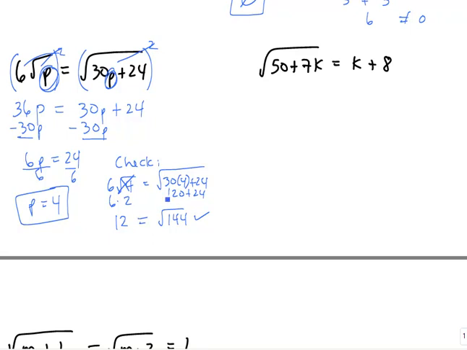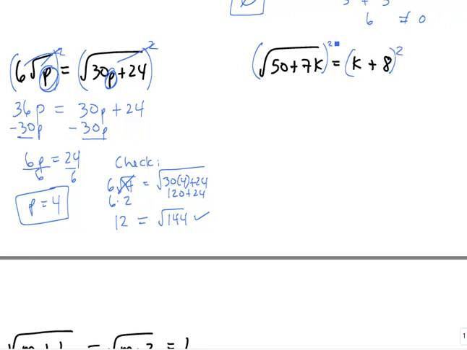If you don't want to do the check by hand, you may certainly use your calculator to verify that the left side and the right side are the same. That's perfectly okay. On the next example, we have our single radical on the left side and k plus 8 on the right. So the radical is as isolated as it can get. There's no numbers in front or off to the side. So we're ready to square both sides right away.